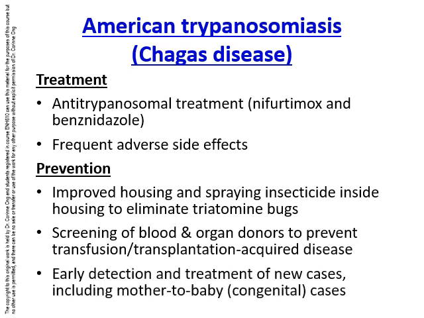They're different to the ones used to treat sleeping sickness, but also have some adverse side effects, although these are not life-threatening. However, these drugs are usually not recommended for the elderly, as the side effects can be worse. To prevent transmission in endemic areas, elimination of the vector with insecticide use and improved housing is recommended. In non-endemic areas, screening of blood or organ donors has been implemented to prevent transfusion and transplantation-acquired disease. Early detection and treatment of new cases is essential in preventing congenital cases and vertical transmission.